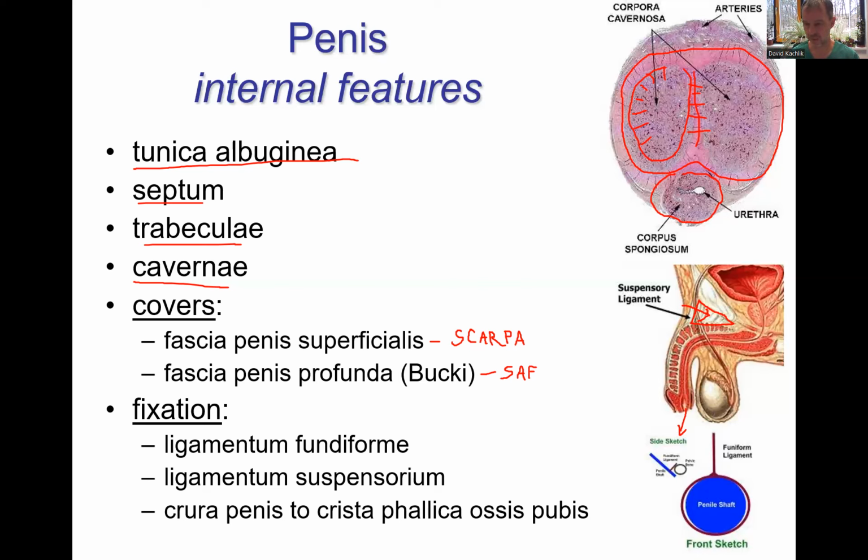Another ligament is the fundiform ligament. It's located in this area, and you can see it reminds you of a loop which encompasses the whole penis like this. And of course, it's fixed. The crura penis are grown together with the rest of the inferior ramus of the pubic bone, as I said.